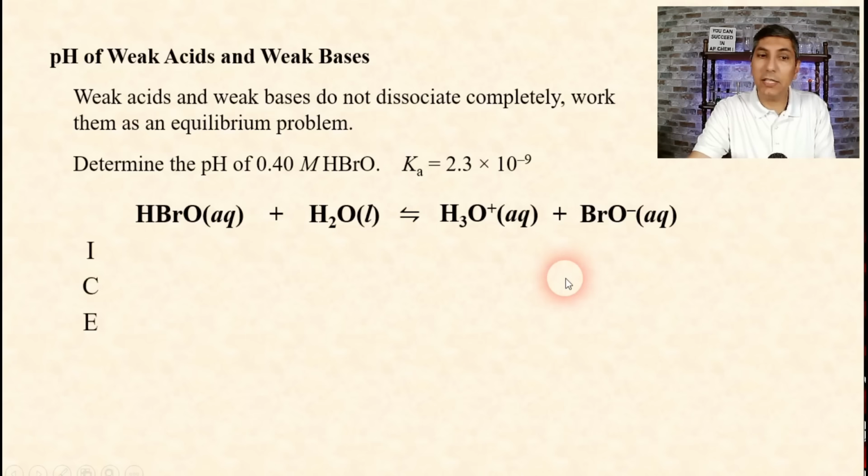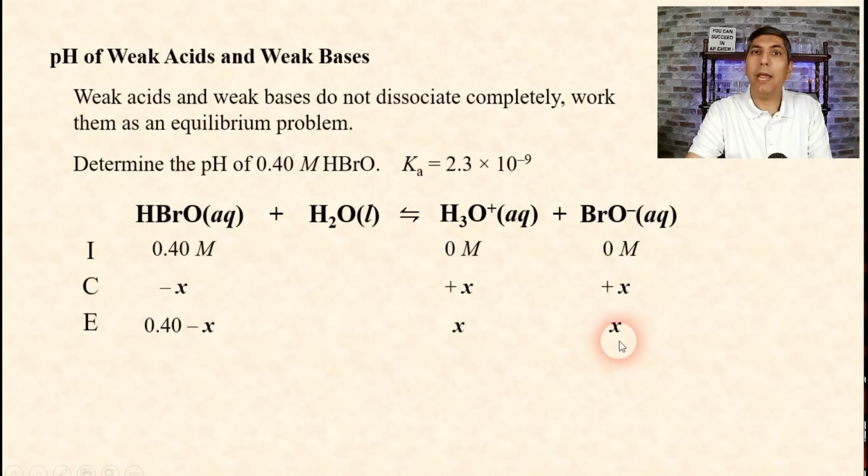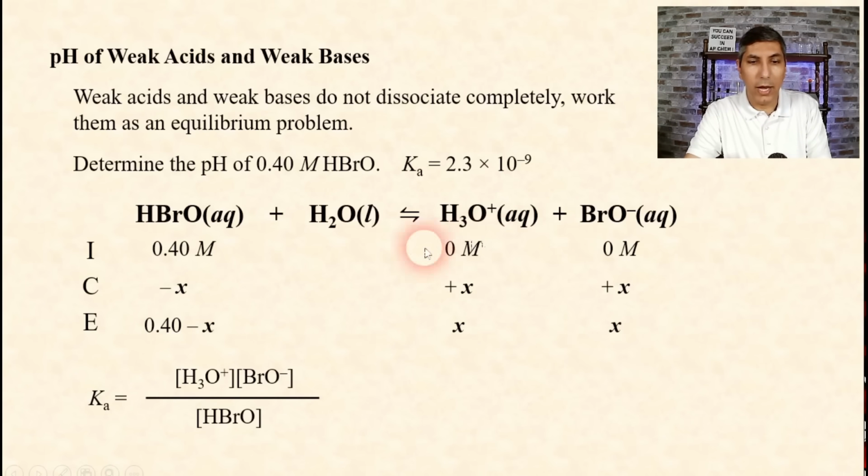Now, as you write the ICE box here, we start with the 0.40 molar as the initial concentration of HBrO. Of course, the products are 0, and we don't know any of the other values. So the change is minus X, and on the product side, it's plus X. So our equilibrium values are 0.40 minus X, X, and X. And now we have to write the equilibrium constant expression. So that's Ka equals hydronium concentration times the BrO negative concentration all over the concentration of HBrO.